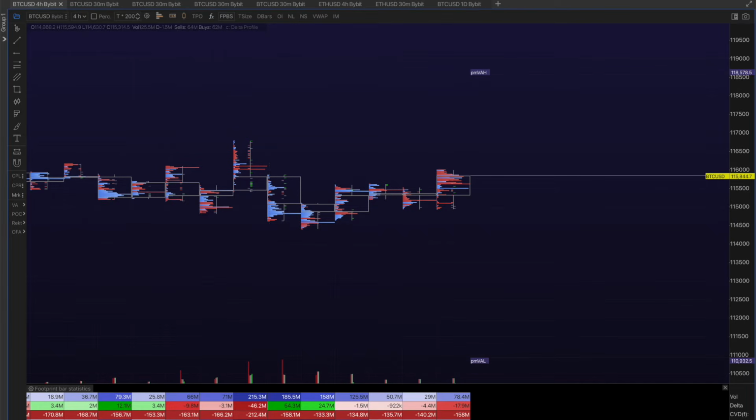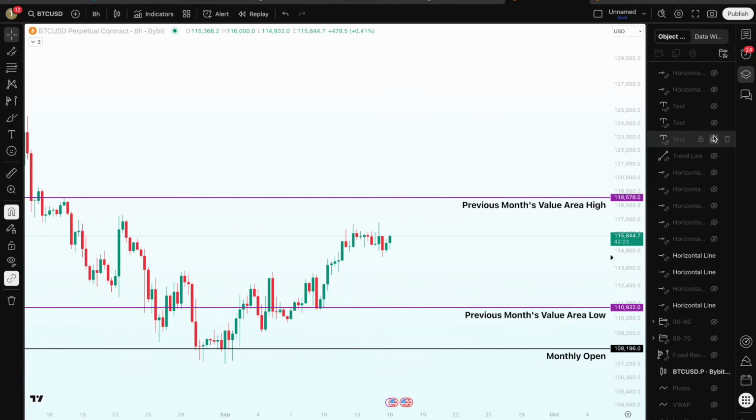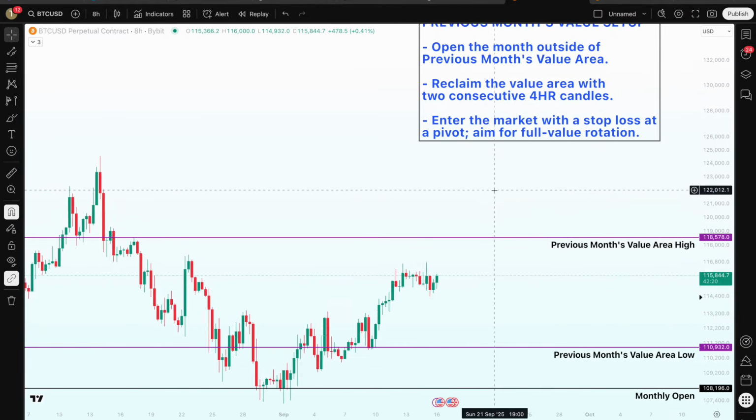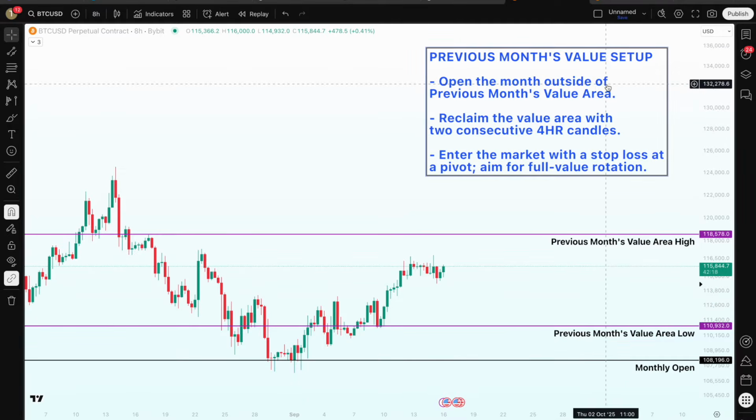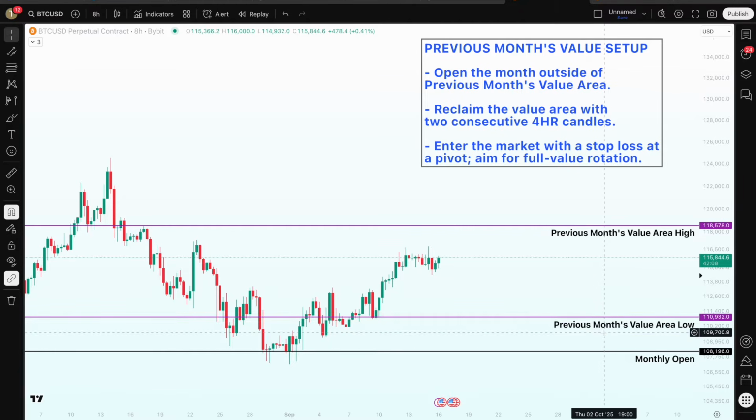Now, how this setup works is as follows. I'm going to get rid of these texts and open up the text that matters the most: the previous month's value setup. Now, the first rule, you have to open the month outside of the previous month's value area. So in this case, we want the monthly open to be outside of the previous month's value area. And this month in September, we have that checked off.